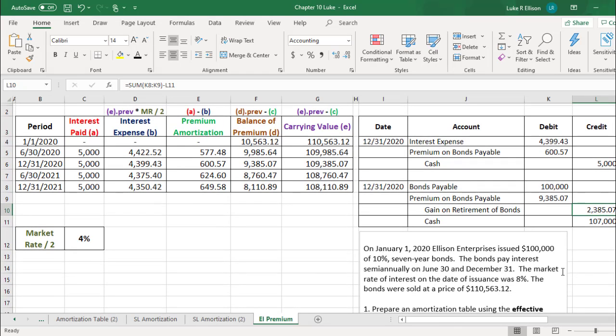Now just note, if you are dealing with a bond that has a discount, I've tried to point out some of the differences within this video on how you would deal with the table and the journal entries. But if you'd like to see a full problem worked out, we also have a video for a discount on bonds payable, so make sure to check that out.